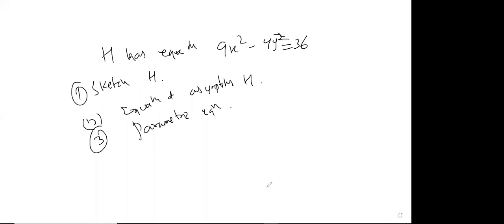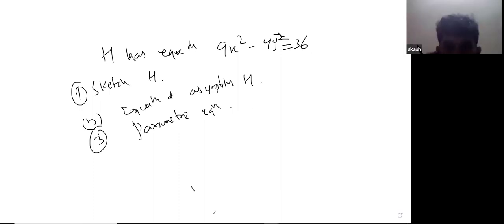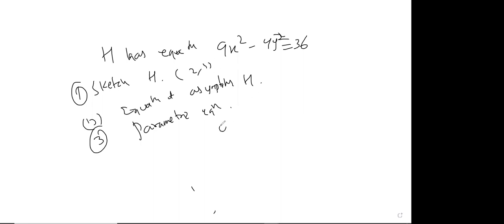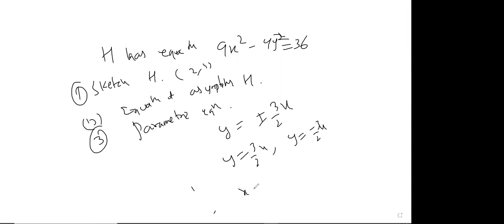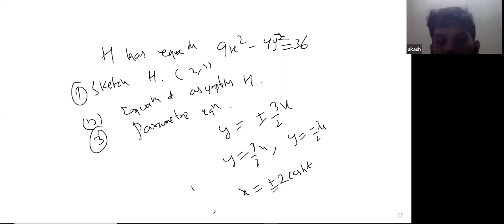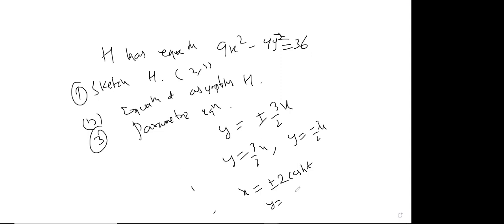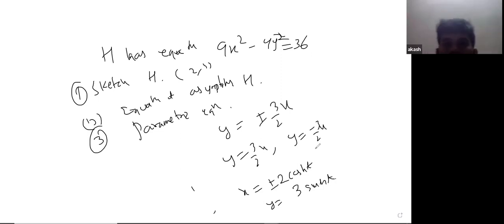a equals 2, b equals 3, right? y equals plus minus 3 over 2 x. So the equations are y equals 3 by 2 x and y equals minus 3 by 2 x. x equals plus minus 2 cosh t, and y equals 3 sinh t. So you can solve questions like this also.